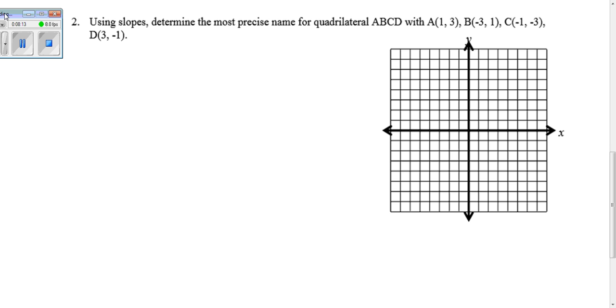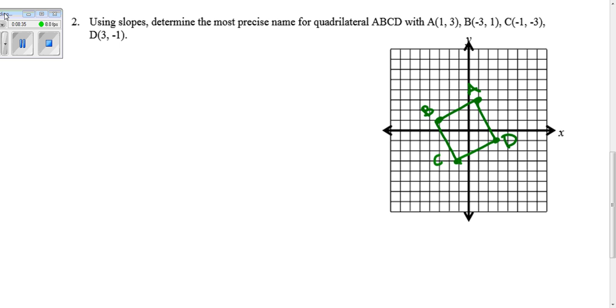So let's go ahead and plot our points. A is at 1, 3. B is at negative 3, 1. C is at negative 1, negative 3. And then D is at 3, negative 1. Okay, so here is this quadrilateral.